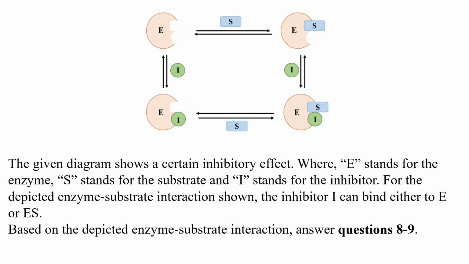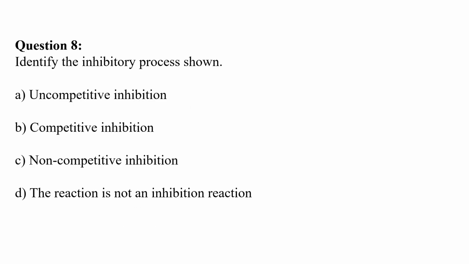So, here they have shown that the inhibitor can bind either to the free enzyme or it can bind to the enzyme substrate complex. I have already shown you such a diagram, so you should be able to answer this question. Based on this diagram, we will have two questions here. Question number 8 is: identify the inhibitory process shown. Uncompetitive, competitive, non-competitive, or the reaction is not an inhibition reaction.